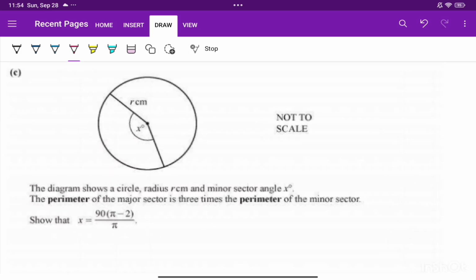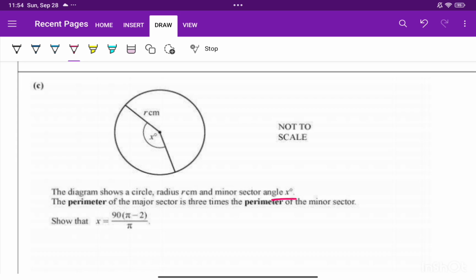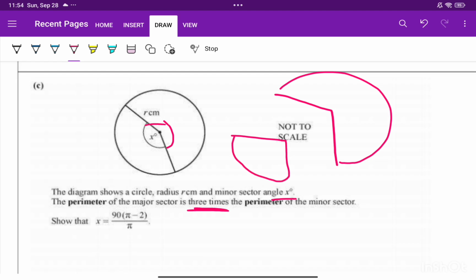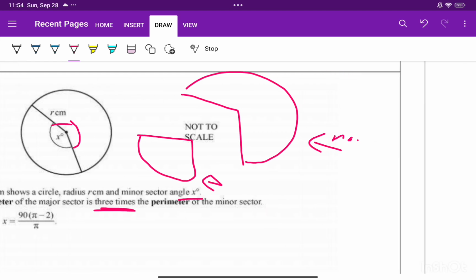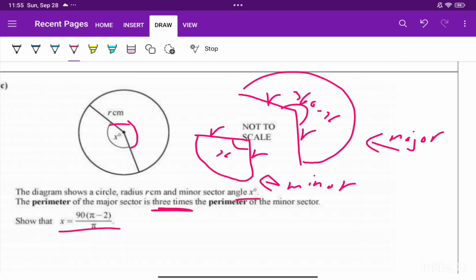The diagram shows a circle of radius r and minor sector angle x. The perimeter of the major sector is 3 times the perimeter of the minor sector. So this is our major sector, and this is our minor sector. This angle is x, and this angle will be 360 minus x. We need to show that x is equal to this.